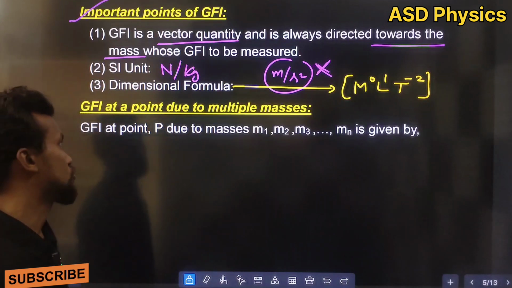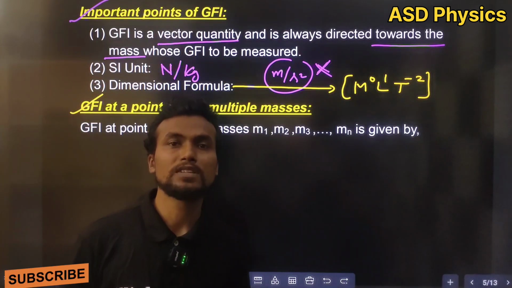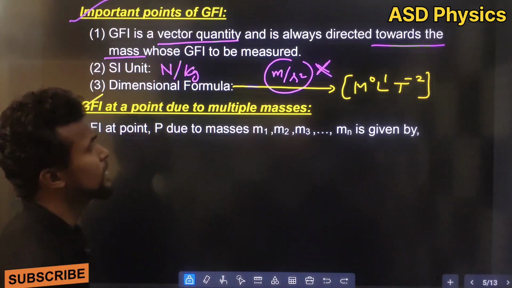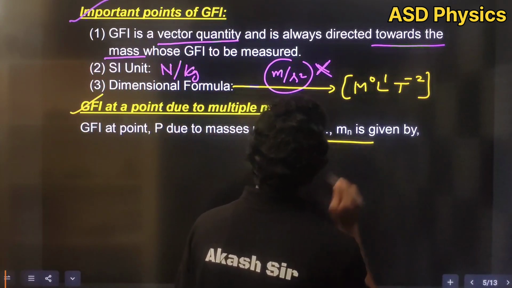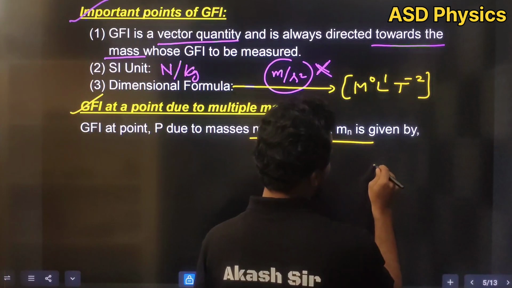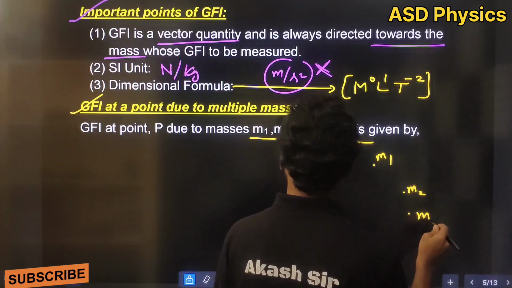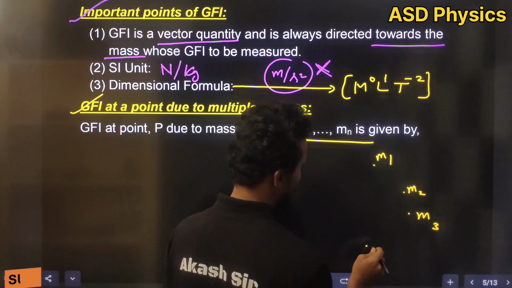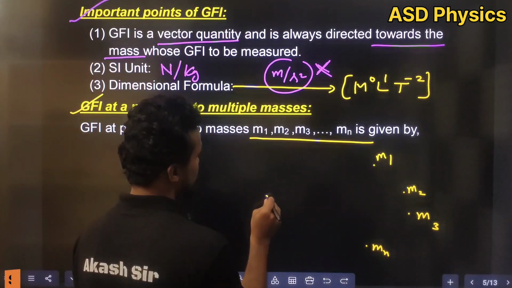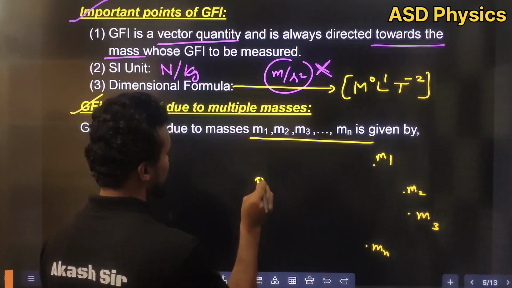Now students, as of now we have seen the GFI due to a single mass. Now we will see it for multiple masses. So let's see the GFI at point P due to masses m1, m2, m3, up to mn. First I will write some masses here. This is m1, this is m2, this is m3. So many masses are there, and here mn. And I want to calculate the GFI at this point. I have taken point P.